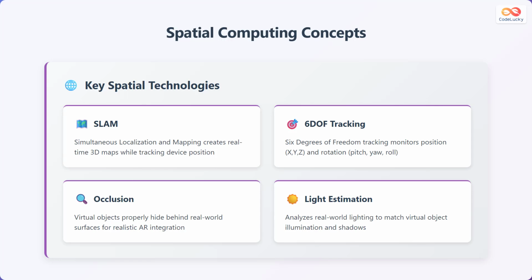Occlusion handling ensures that virtual objects appear to hide behind real-world surfaces, creating realistic AR integration. Light estimation analyzes the real-world lighting conditions to match virtual object illumination and shadows, making digital content appear naturally integrated with the physical environment.